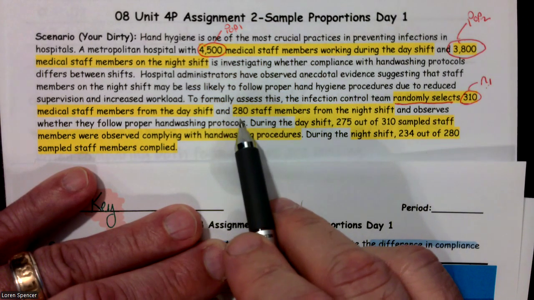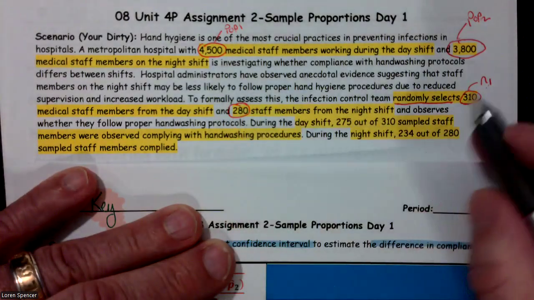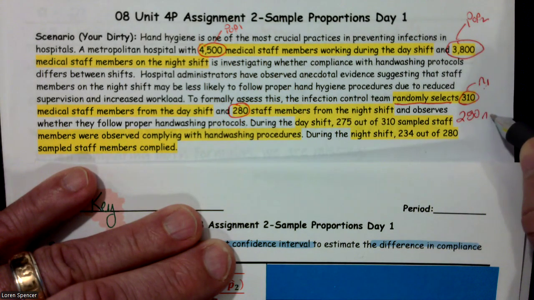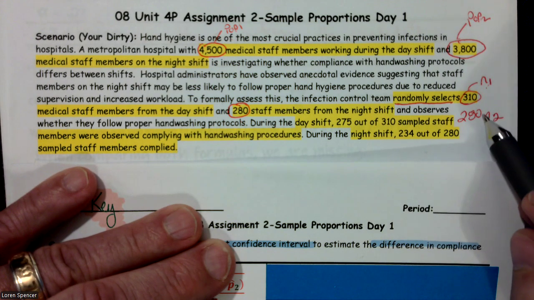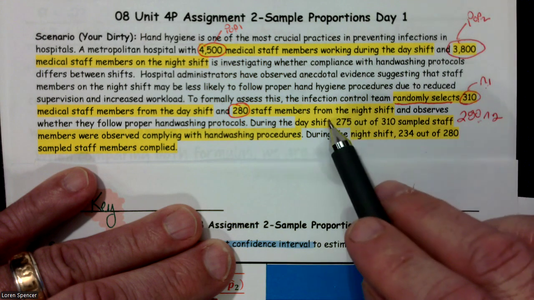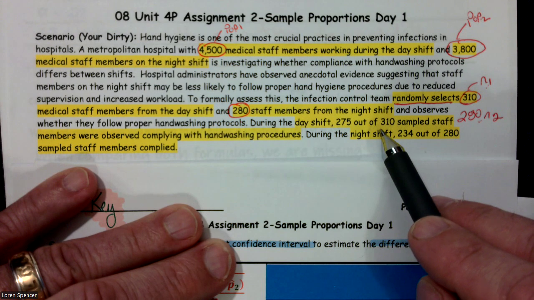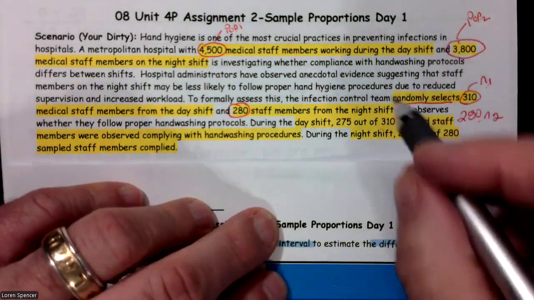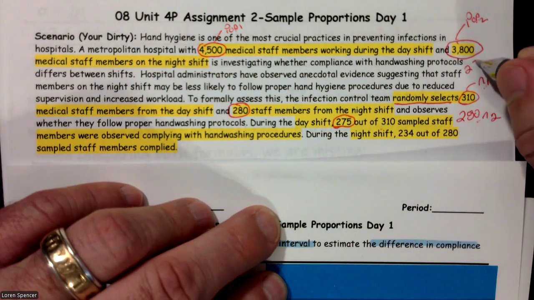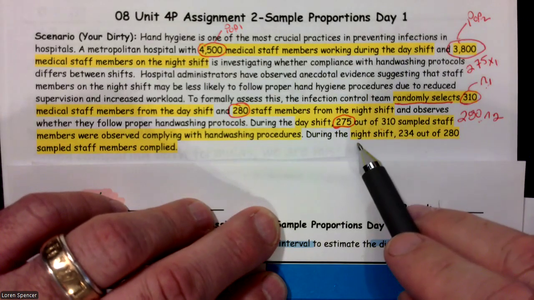And 280 staff members from the night shift. Okay, so we have a random sample of 280 for the night shift. All right, so that'll be N1 and N2, day shift and night shift. During the day shift, 275 out of the 310 sampled members were observed complying with hand washing procedures. Okay, so this will be our X. So 275 will be our X1. That'll be our day shift, those who comply.